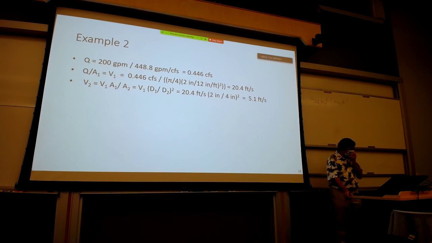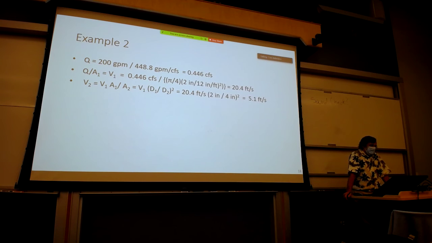So, 200 gallons per minute. We're going to convert that to cubic feet per second, so we divide by 448 gallons per minute per cubic foot per second, and that gives us 0.446 cubic feet per second. That's the discharge. It's the same at any location in this expansion.